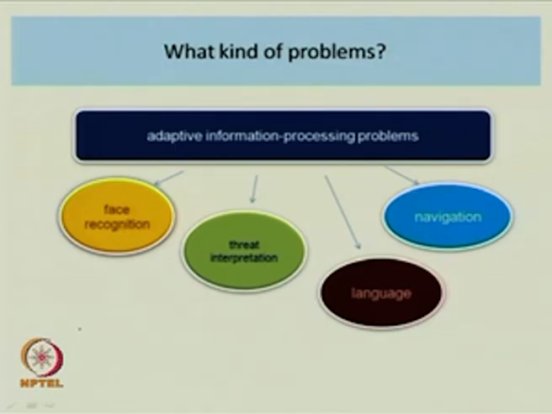These problems we call adaptive information processing problems, and there are many problems, all right, but there are 4 core problems that we may zoom in on, and we can see that these problems were there in our evolutionary history, and interestingly they are also with us today. So those problems we saw in the last lecture were those of face recognition, threat interpretation, language, and navigation.